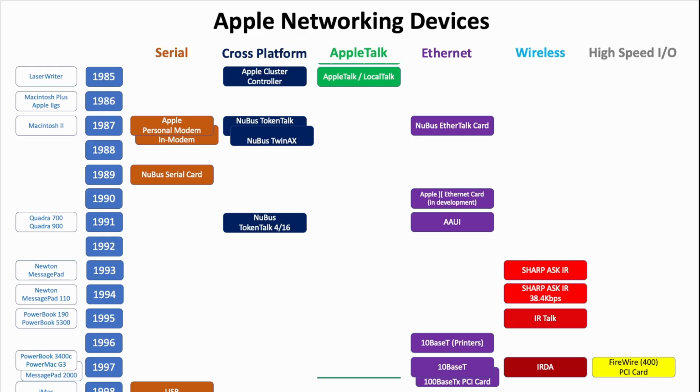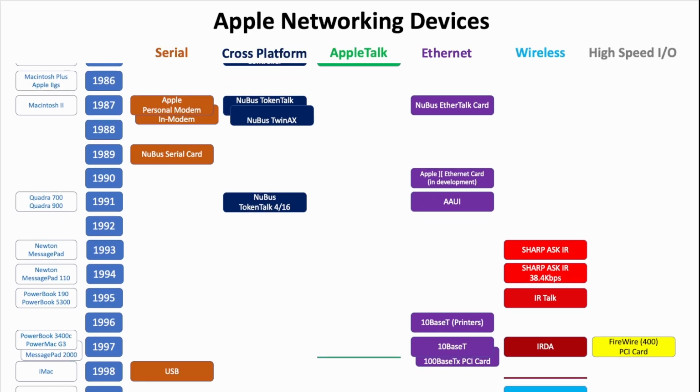But we also saw IrDA, the international standard for infrared communications, being introduced both in the PowerBook 3400C, but also the MessagePad 2000. Separately, a move towards 100BASE-TX was signalled with the introduction of a PCI card as an optional build extra. But 1997, with the launch of the PowerMac G3 Beige, was the last device that we saw that was able to support LocalTalk networking in hardware.